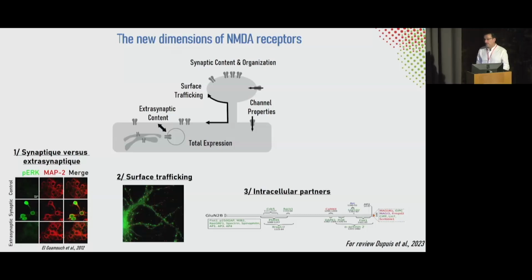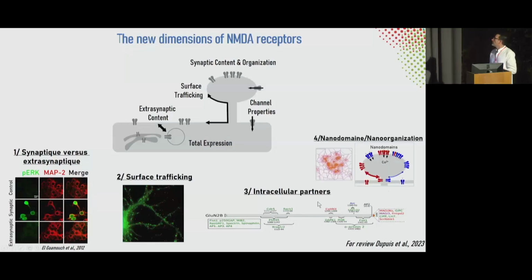This surface trafficking of the receptor is controlled by several intracellular proteins. You have a list of these proteins here. You have many more of these proteins, but you have key proteins like MAGUK, which is a scaffold protein that controls the organization of the receptor. But you also have a key signaling protein that is important, for example, for memory formation, like CaMKII.